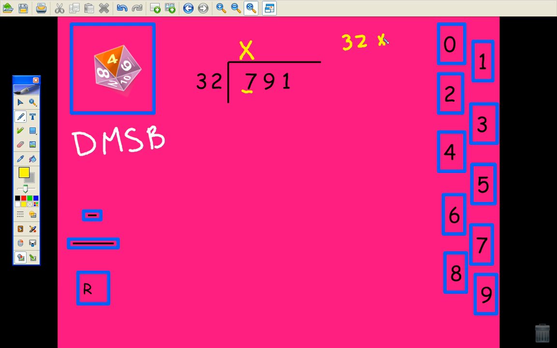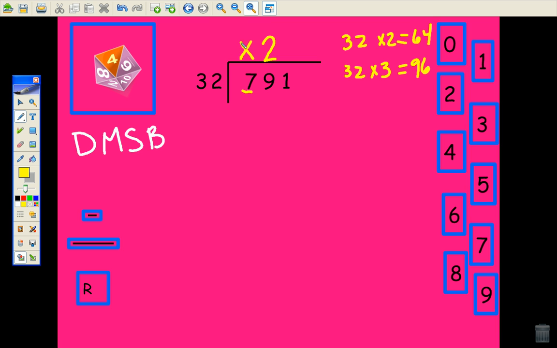32 times 2 would be 64. 32 times 3 would be 96. So that's too many times, so I'm going to use just 2 times.